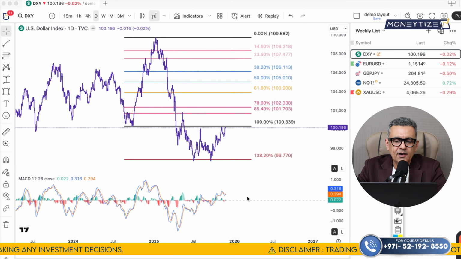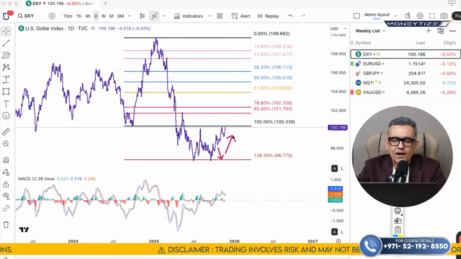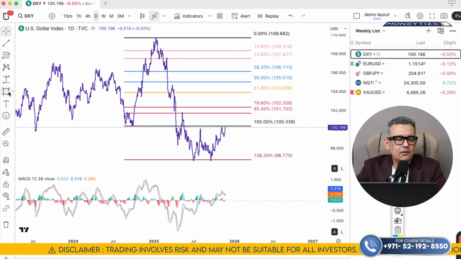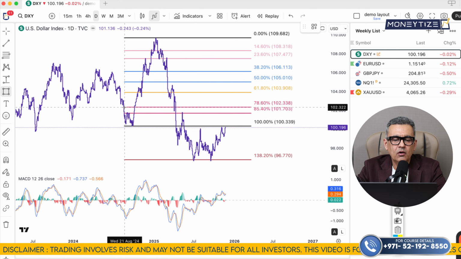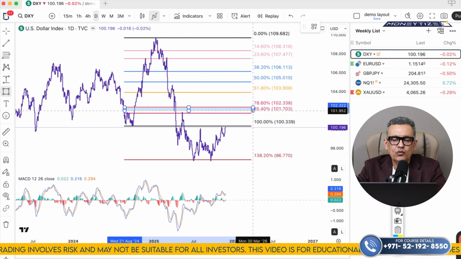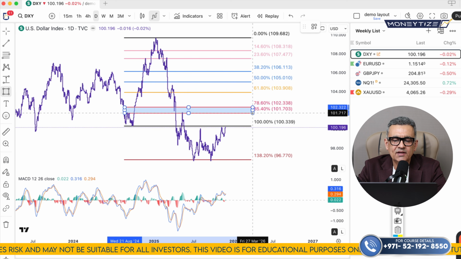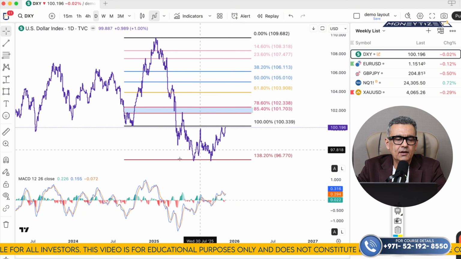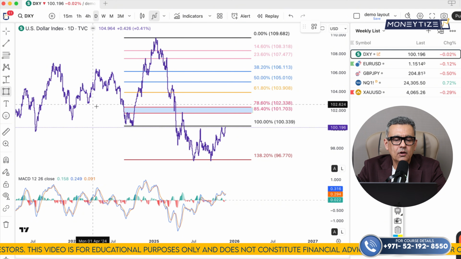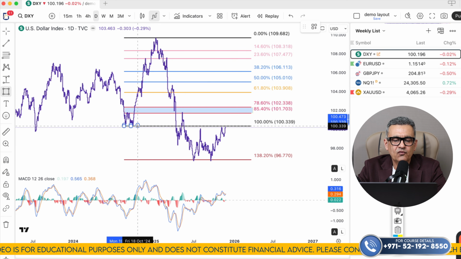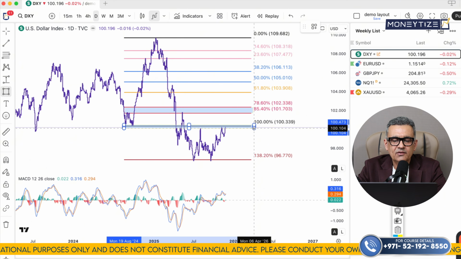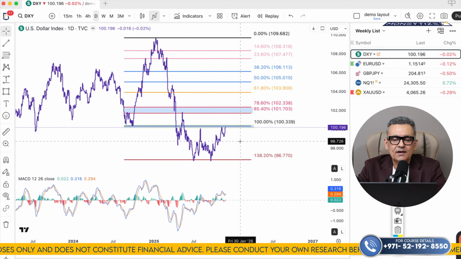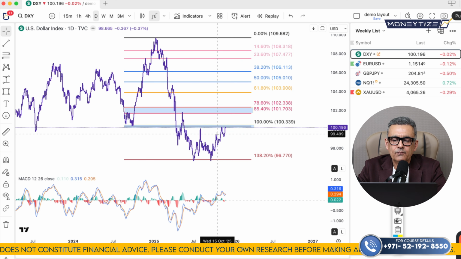Dollar index dropped precisely to 138.2% and bounced back. Currently, the strongest upcoming resistance zone falls in between 78.6 to 85.4% of the previous move up. So this is going to be your major resistance area. And our local resistance, meaning the nearest resistance, falls at the current level. That is the 100% level of the previous leg.